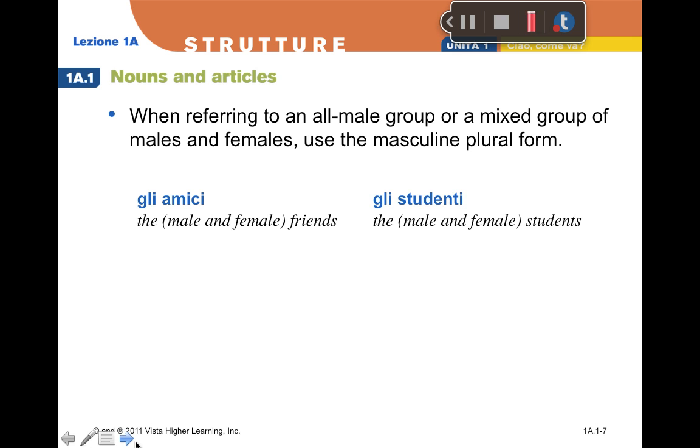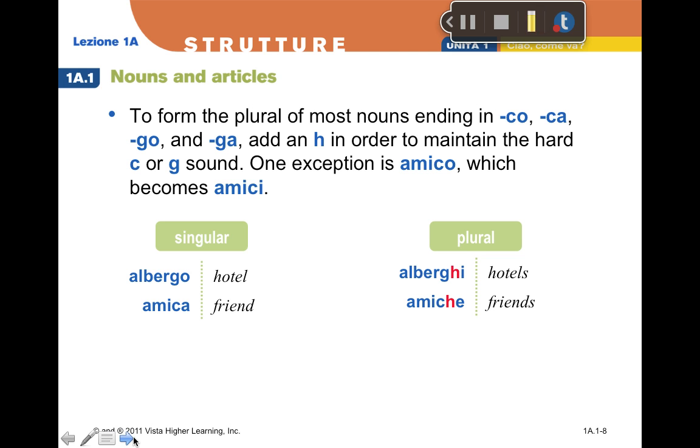So when we refer to an all-male or a mixed group of females and males, the Italian language uses the masculine form. So I can say gli amici to refer to just male friends or male and female friends. Gli studenti when I refer to male and female students, or just to male students.